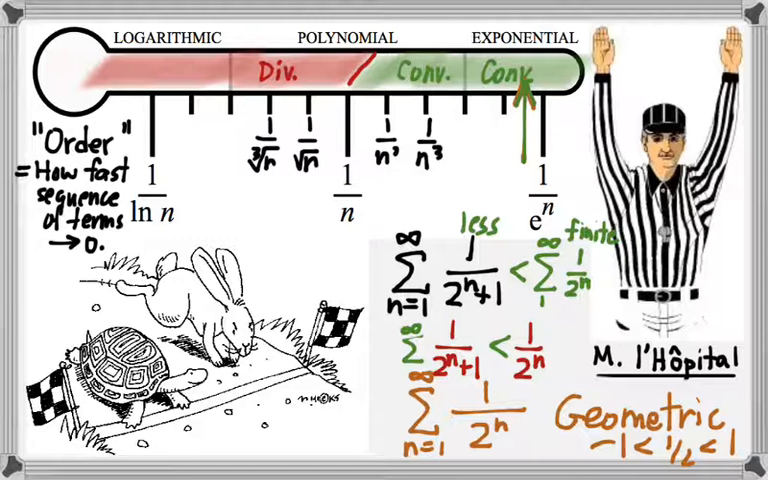So what have we proven about this series using a direct comparison? We've proven that this series converges, because a direct comparison between its terms and the terms of the geometric convergent series, 1 over 2 to the n, shows that our series is less than that convergent series, and therefore must be convergent.